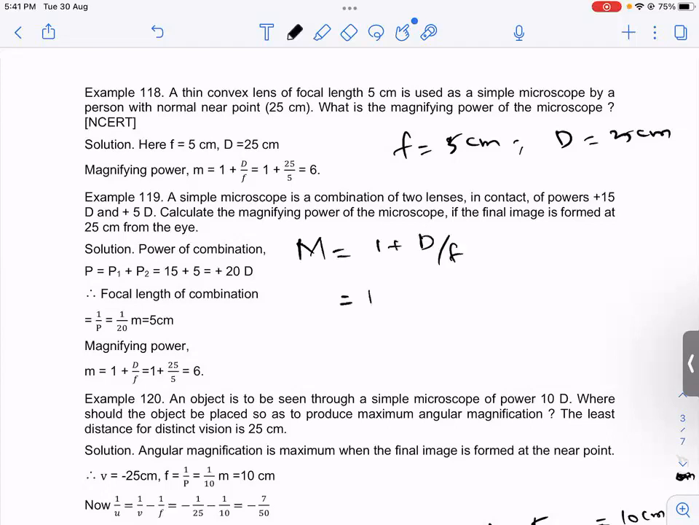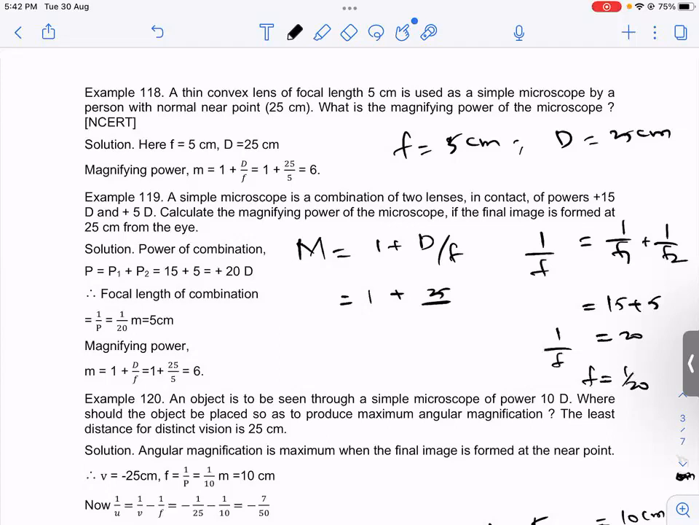So 1 is 1 only, d is 25. But focal length is what you need to find by using the lens in contact formula. So what is it? 1 by f effective is equal to 1 by f1 plus 1 by f2. So 1 by f is 15 plus 5, which is going to be 20. So f will be equal to 1 by 20. So how much is it? 0.05. 0.05 meter or 5 centimeter.